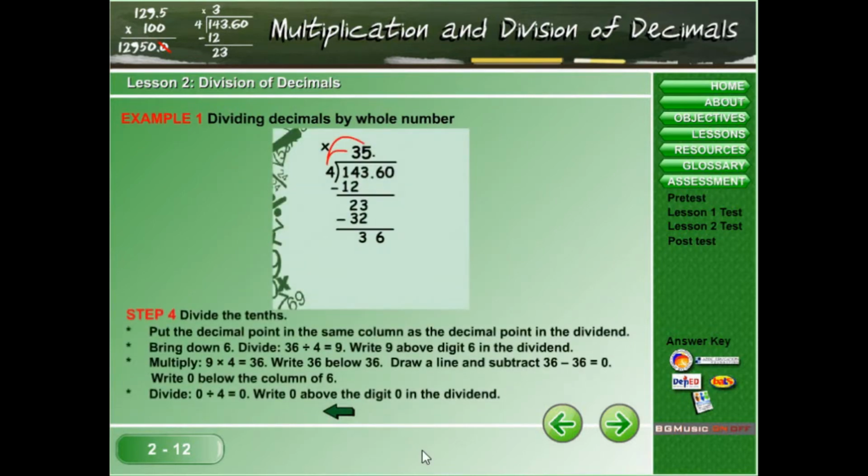Step 4. Divide the tens. Put the decimal point in the same column as the decimal point in the dividend. Bring down 6. Divide 36 divided by 4 equals 9. Write 9 above the digit 6 in the dividend. Multiply. 9 times 4 equals 36. Write 36 below 36. Draw a line and subtract. 36 minus 36 equals 0. Write 0 below the column of 6. Divide. 0 divided by 4 equals 0. Write 0 above the digit 0 in the dividend.